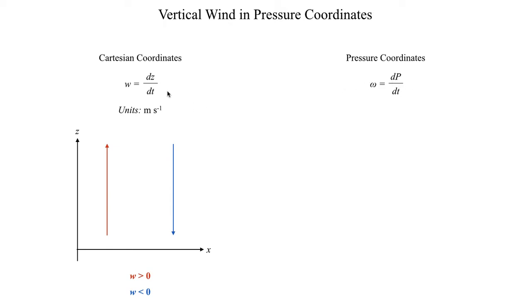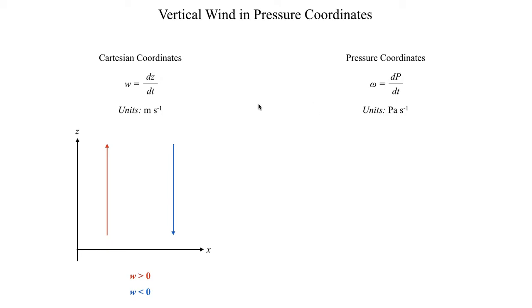So if, in the standard Cartesian case, we had some sort of length, meters or kilometers or whatever that might be, divided by some unit of time, the units would be meters per second. If we've got pressure in the numerator and time in the denominator, then the units will in fact be pascals per second. So one glaring change to notice right away is that when we go into pressure coordinates, our vertical velocity is no longer in terms of meters per second, it is now in terms of pascals per second.